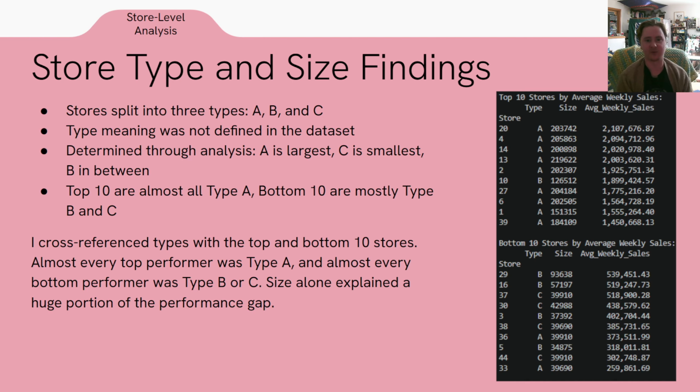Type A stores averaged around 177,000 square feet. Type B averaged around 101,000 square feet, and Type C clustered very tightly around 40,000. And when I later looked it up, there are 3 types of Walmarts: the supercenters, the neighborhood stores, and then just the general normal size locations. So it made total sense. I then took that knowledge and cross-referenced it with types from the top and bottom 10 stores, which is what you can see on the screen there.